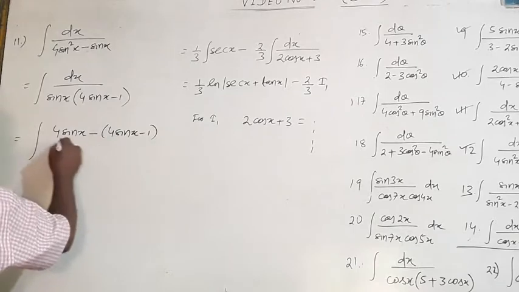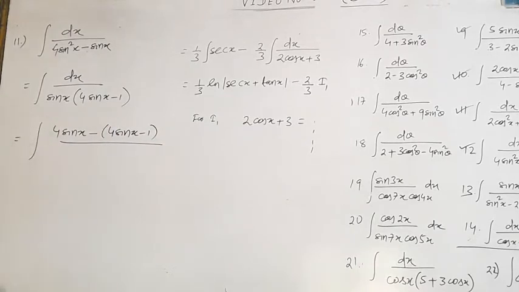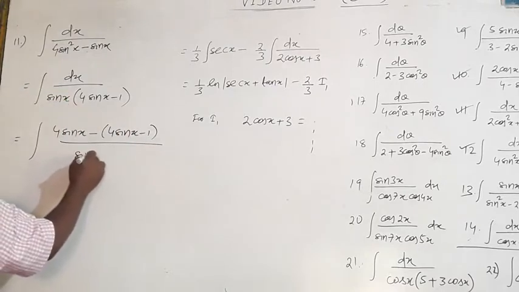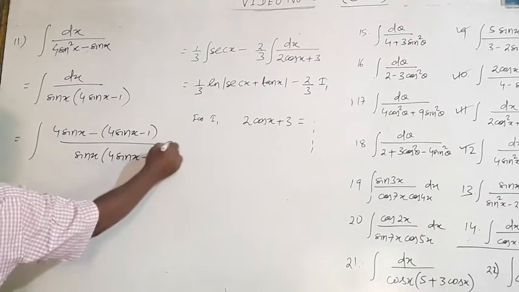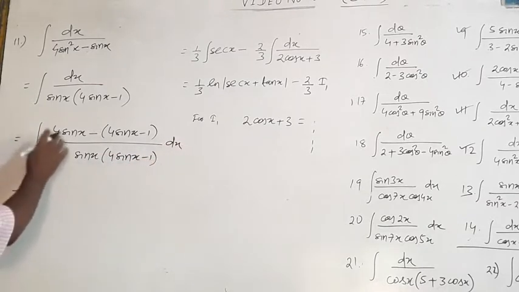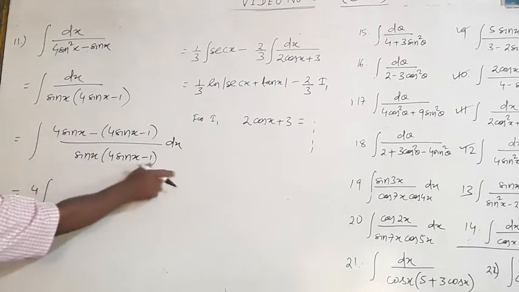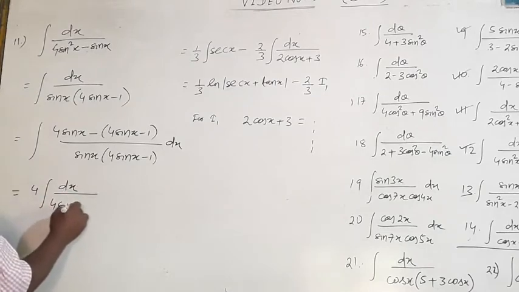Look at here. What is there? 4 sin x minus 4 sin x. It becomes minus 1, and the 1 is here, sin x by 4 sin x minus 1. When you separate it, it becomes 4, and by this, the 4 will go outside, 4 sin x minus 1.